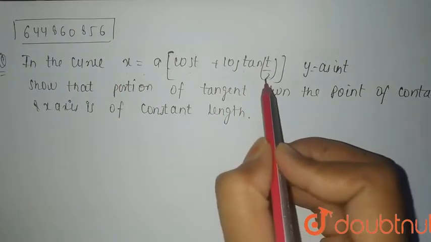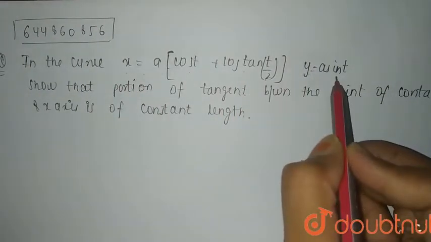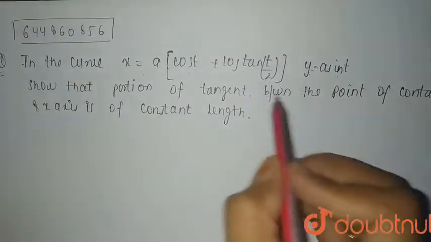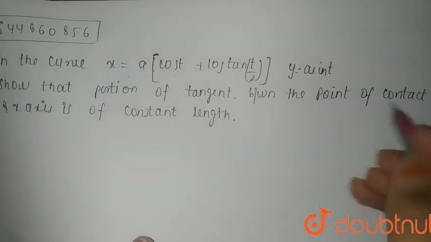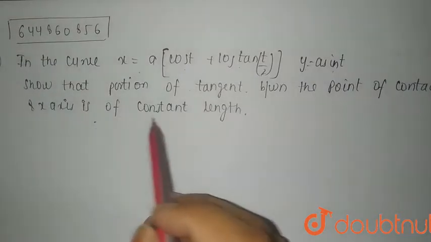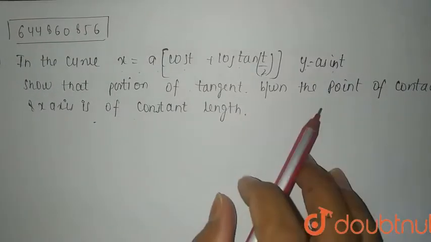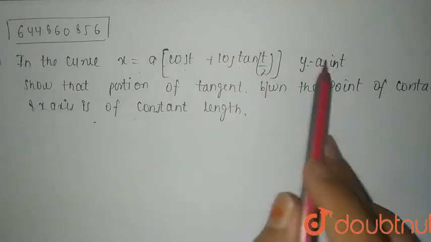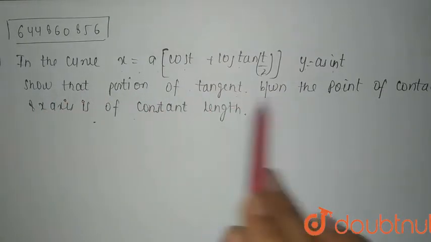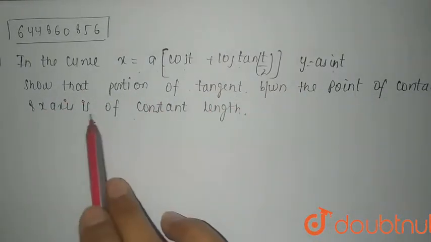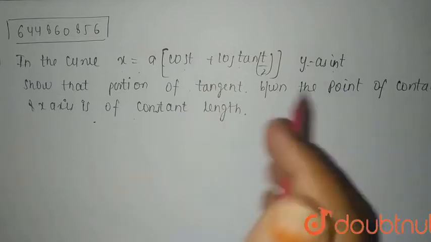Hello students, so today's question is: in the curve x = a(cos t + log tan(t/2)) and y = a sin t, show that the portion of tangent between the point of contact and the x-axis is of constant length. So first of all, we have a given curve, x and y, and we need to show that the portion of tangent between the point of contact and the x-axis is of constant length. That means we need to find the slope.